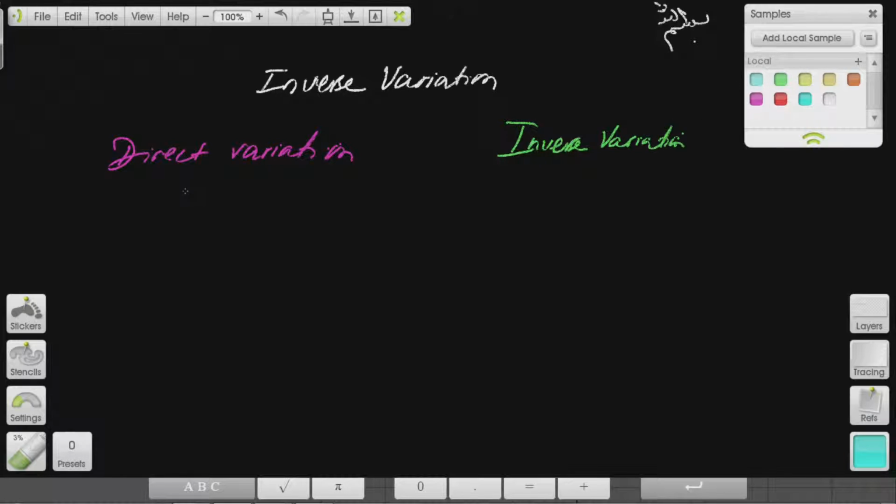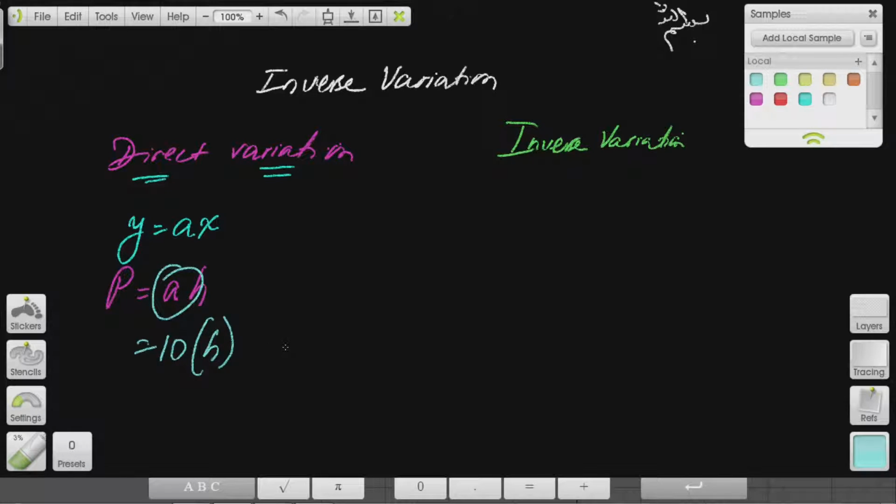A simple concept of direct variation is when two variables are related, y equals a x. For example, if you had a job and your pay, which is P, was equal to the number of hours you worked times the pay rate that you got. Let's say you got paid $10 per hour. If you worked for 1 hour, you had $10. If you worked for 2 hours, you had $20. 3 hours, you had $30, etc. So that's an example of a direct variation.